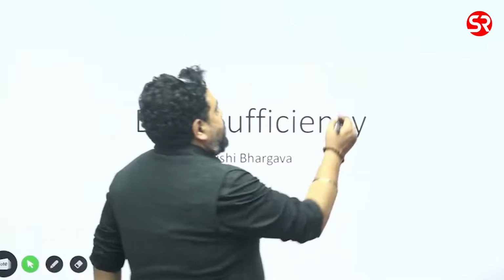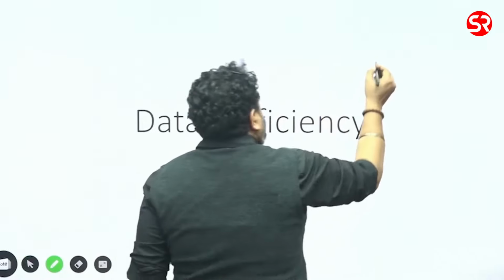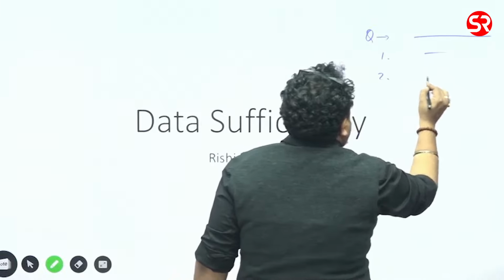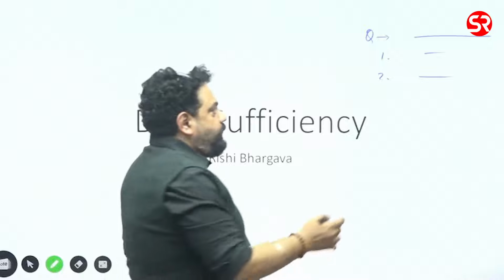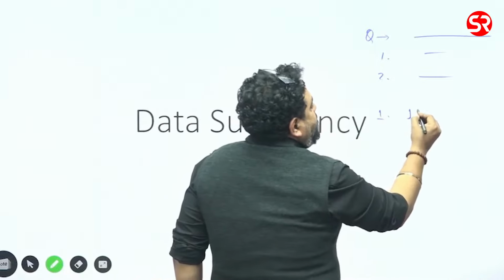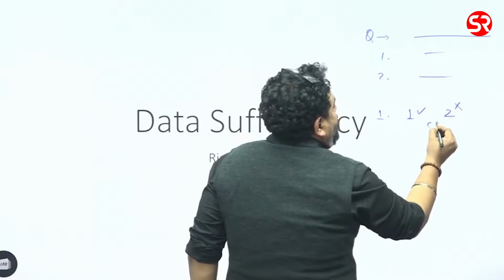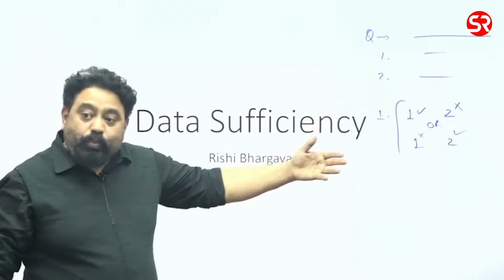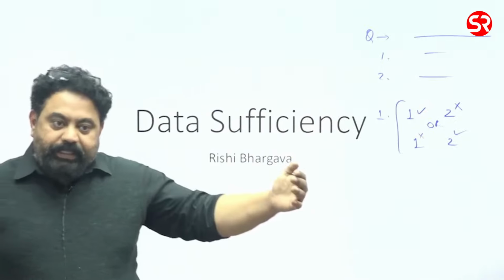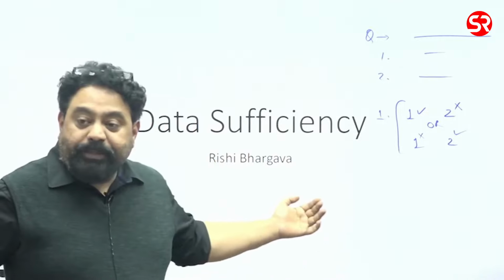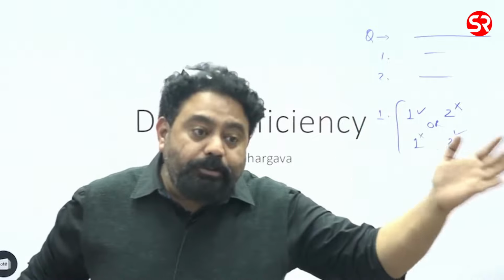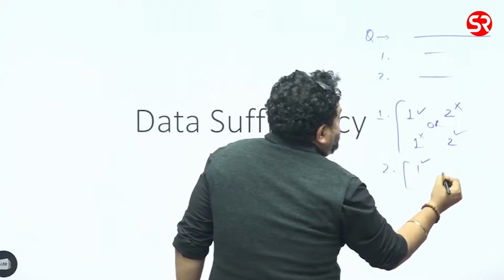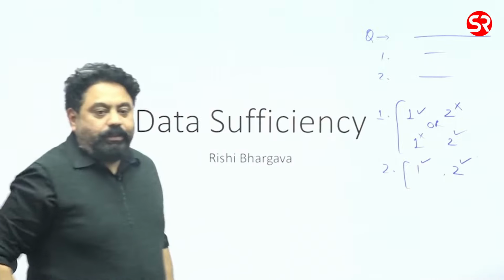So listen carefully. There is one question, and this question has statement 1, statement 2. Your answer is 1 if the question can be answered by one of the statements but cannot be answered by the other, or cannot be answered by the first and can be answered by the second. The first statement gives the answer, but the second is not giving you the answer. Or the first statement is not giving you the answer, but the second statement is giving the answer. Then your answer is 2 when the first statement is also giving you the answer and the second statement is also giving the answer to the question.